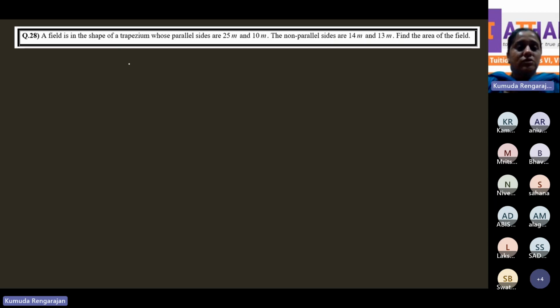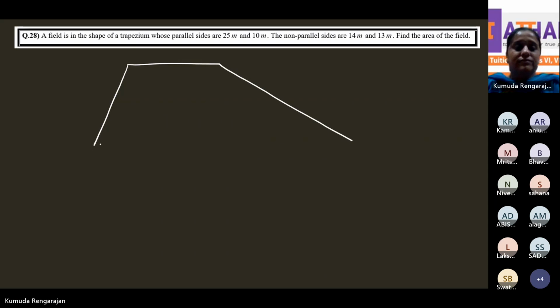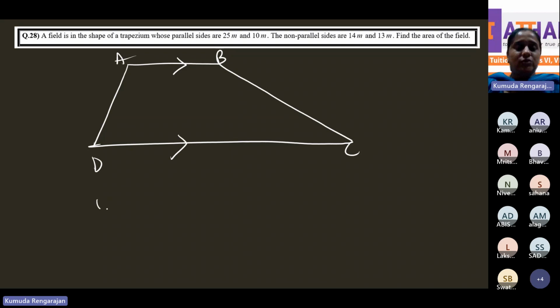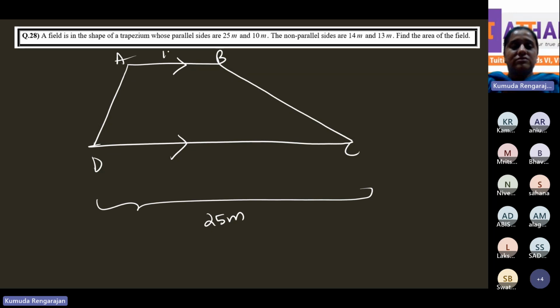Okay, so trapezium, draw trapezium ABCD. Parallel sides are 25 meters and 10 meters. Non-parallel sides, 14 and 13. So this is given to you already. Now, how will you work the answer?